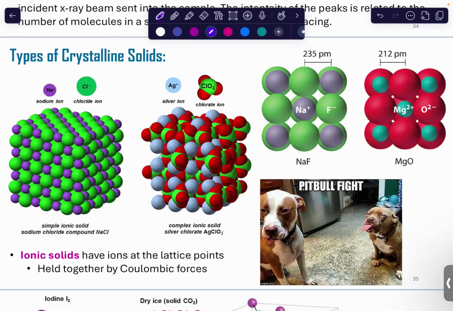The first one is an ionic solid. These are all dictated by what is at the primary lattice points. So in an ionic solid, you see you have sodium chloride, or you have a complex ionic solid in silver chlorate. What will you find at the lattice positions? What do you mean by lattice positions?